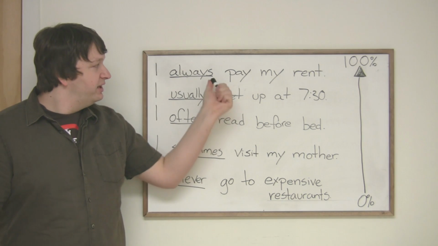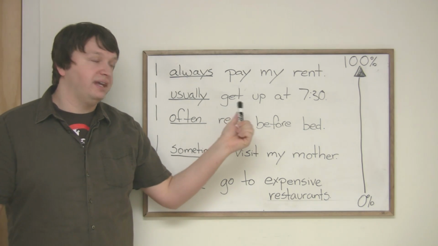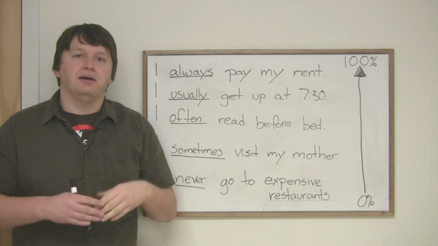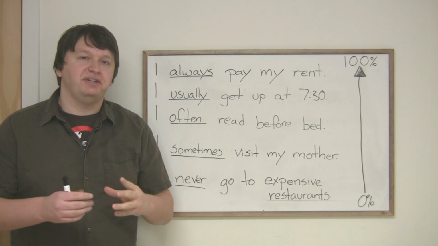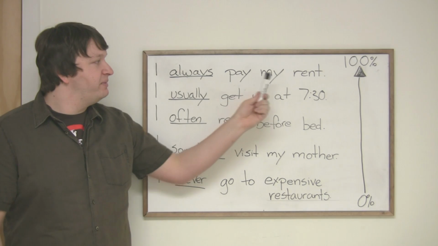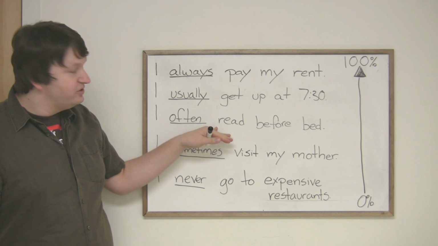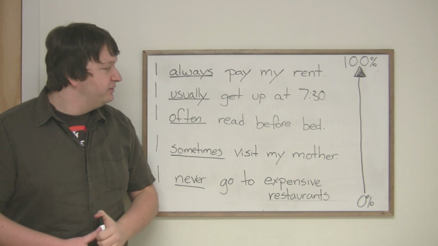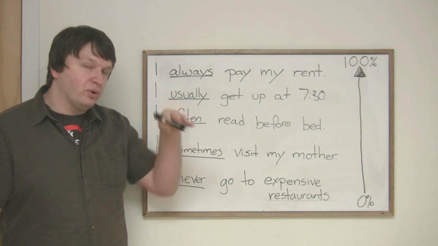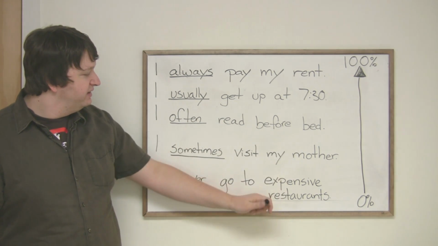Okay? The next one, just below always, is the word usually. I usually get up at 7:30. So usually means like most of the time. Okay? Usually 90% of the time I do this. Okay? I always pay my rent. I usually get up at 7:30. Often, just below usually, I often read before bed. Okay? So again, often, probably more than 50%. More than 50% of the time you read before bed.